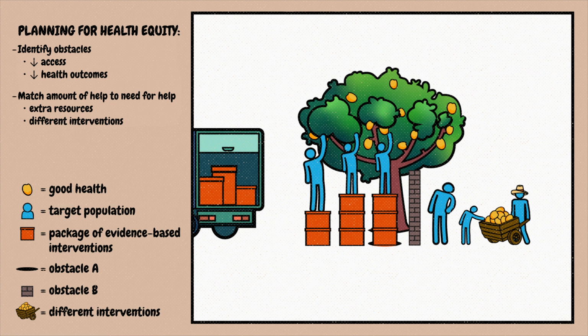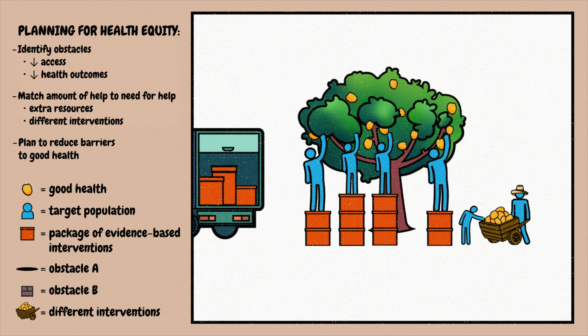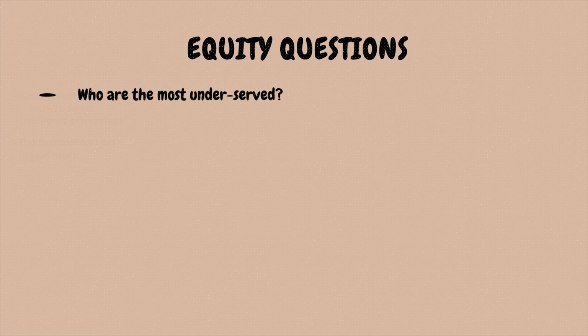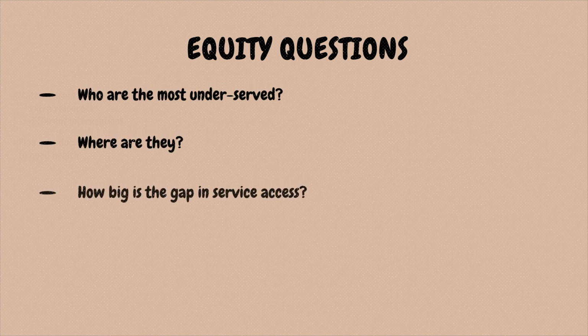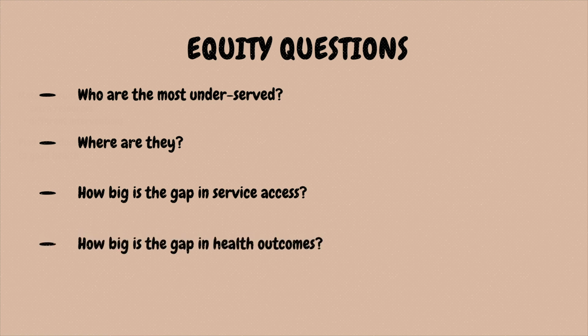Planning for equity also means understanding and planning to reduce barriers that contribute to these differences in health or differences in opportunity for health. When planning for health equity, we ask, who are the most underserved? Where are they? How big is the gap in access? How big is the gap in health outcomes? What are the drivers of inequity?